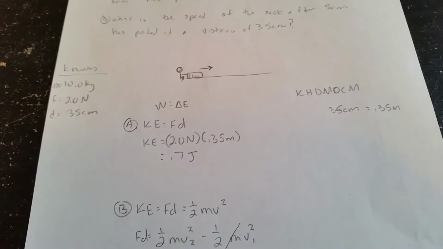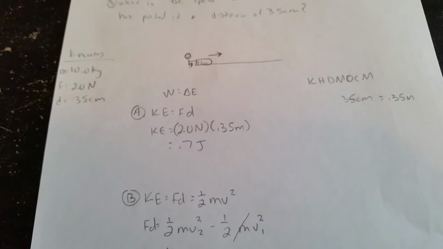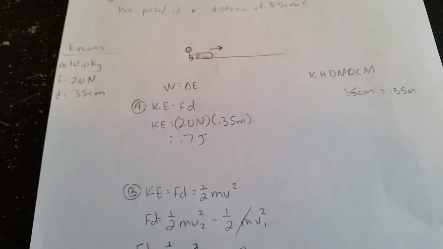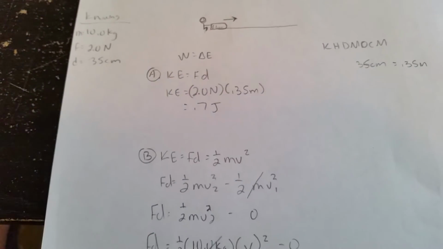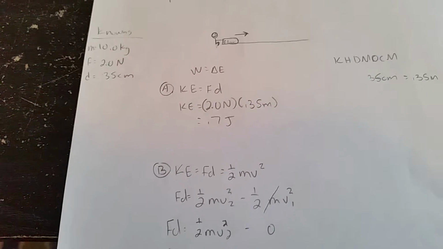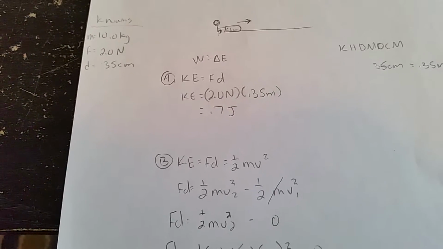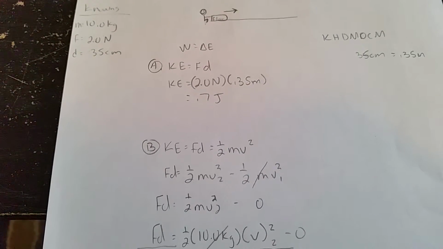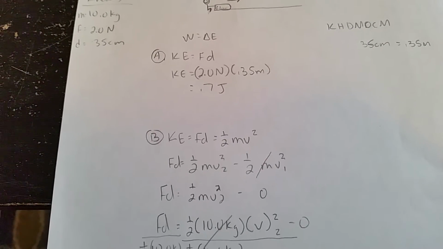So what I did here was use the kinetic energy formula, which is equal to force times distance, which is also 1/2 mv squared. So I do 1/2 mv squared final minus 1/2 mv squared initial. The initial being 0, so that can just be crossed out, or I like to put a placeholder there. So my formula gives me 1/2 mv squared final minus 0. So I can plug in: FD is equal to 1/2 times 10 kilograms times v squared.